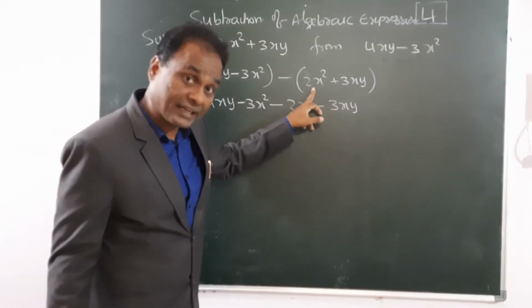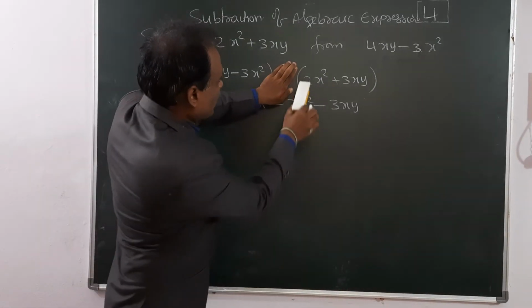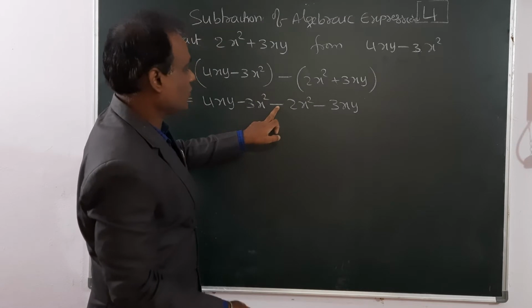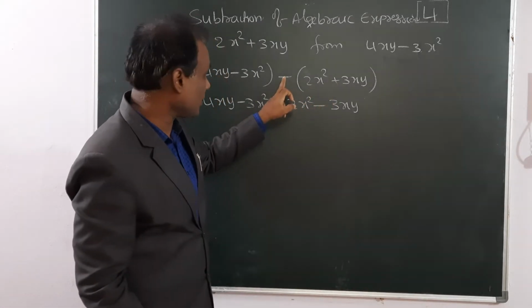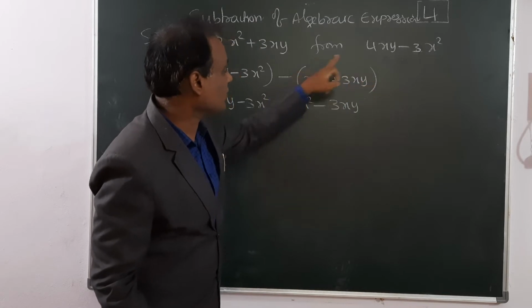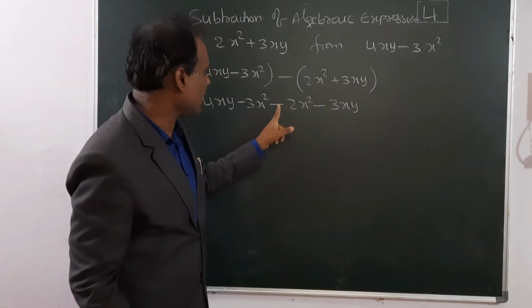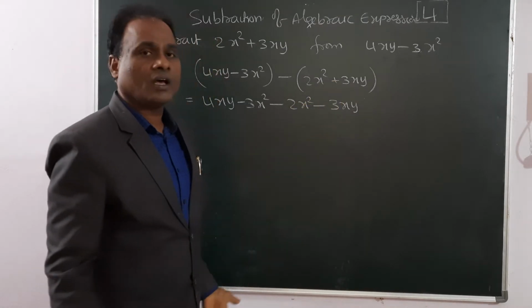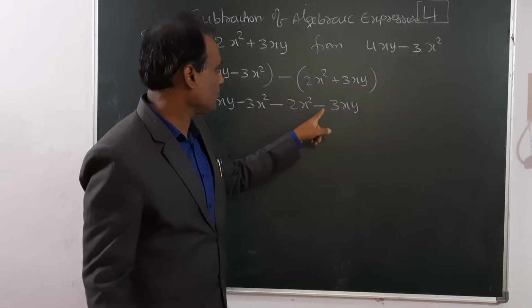When you are subtracting, the second expression signs will change. Originally it is plus 2x square, it will become minus 2x square. It is plus 3xy, it will become minus 3xy. When we are subtracting, all the signs inside the second bracket will change. This plus will become minus. Or in another way, minus into plus is minus.